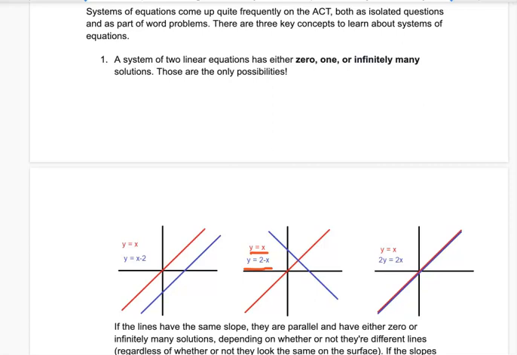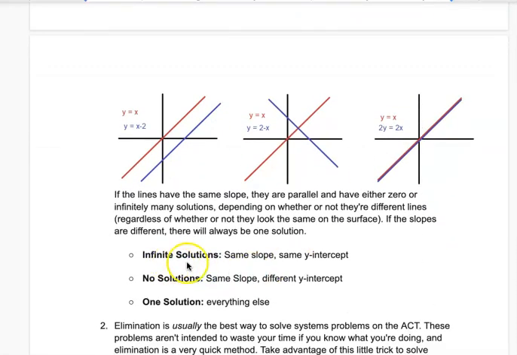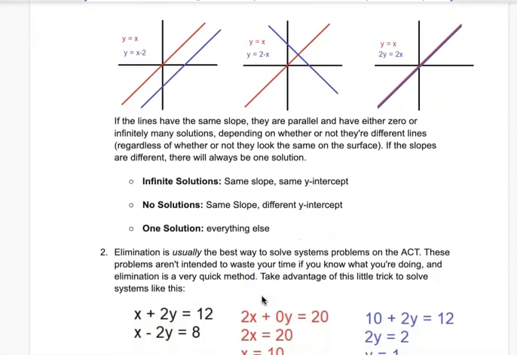The third example is infinite solutions, and basically that's the same line. y equals x, 2y equals 2x. It looks like they're different lines, but they're the same line, because if you divide both sides by 2, you're left with y equals x here as well. So that's where you see it. Infinite solutions: same slope, same y-intercept. No solutions: same slope, different y-intercept. And one solution: everything else.